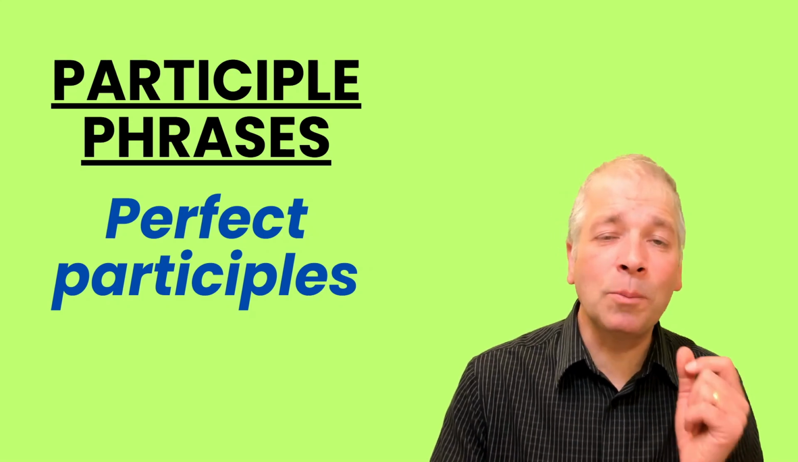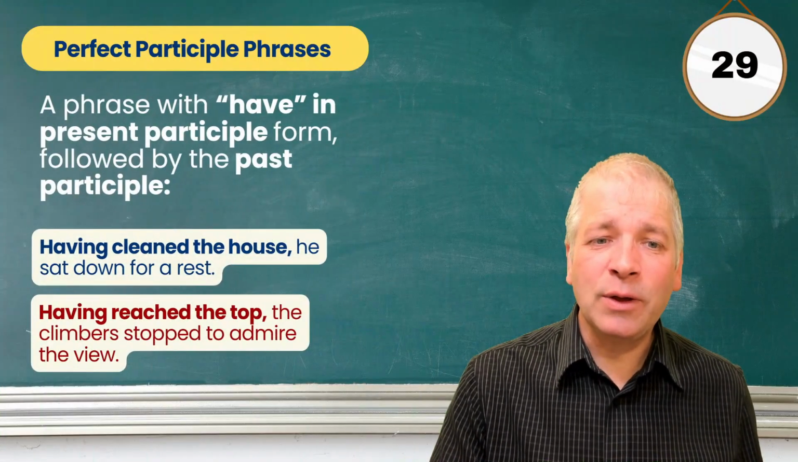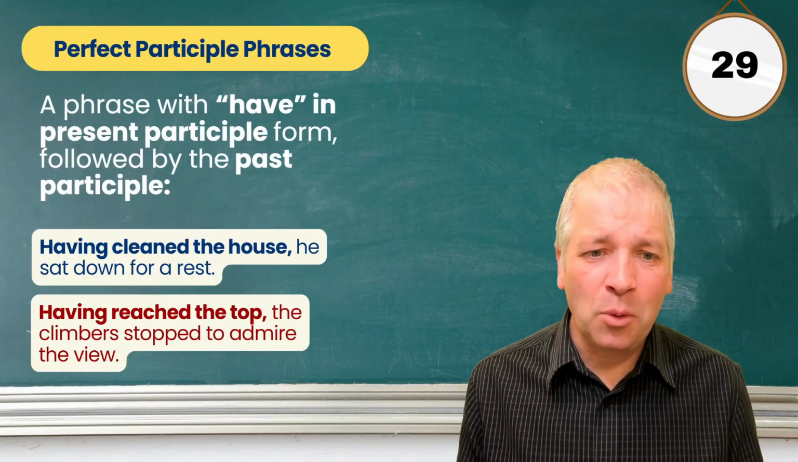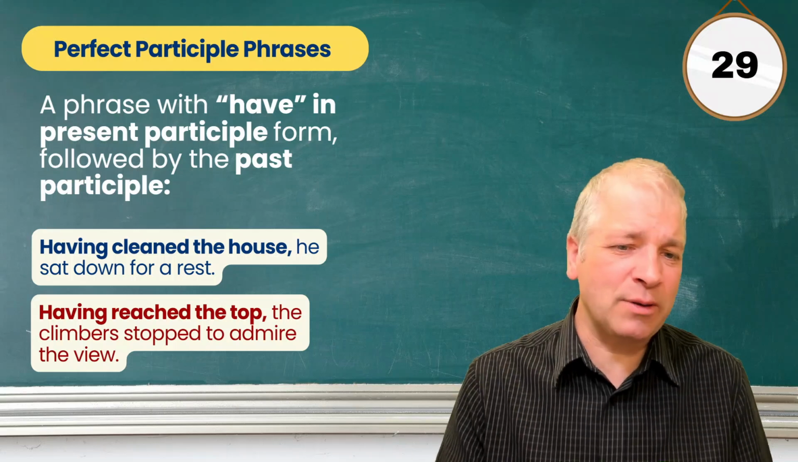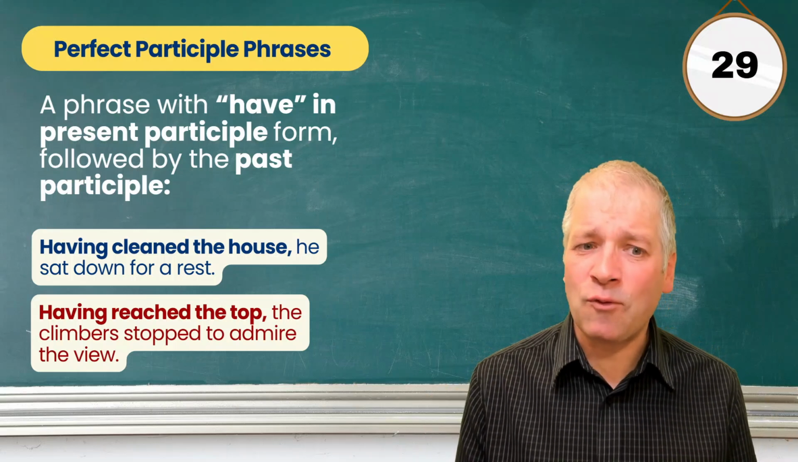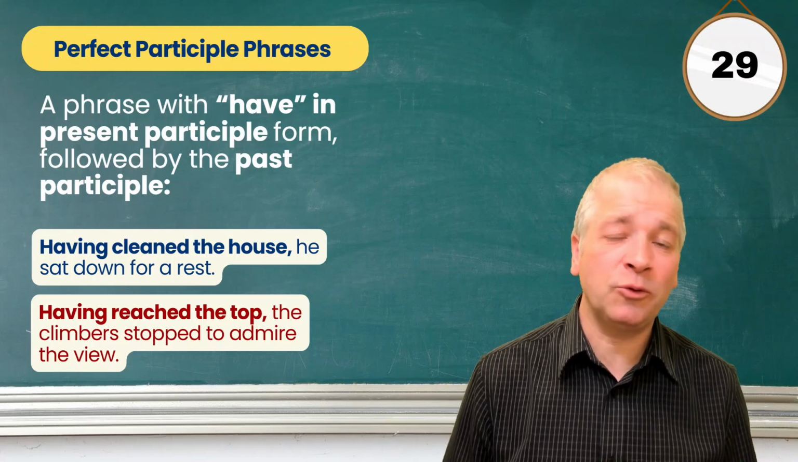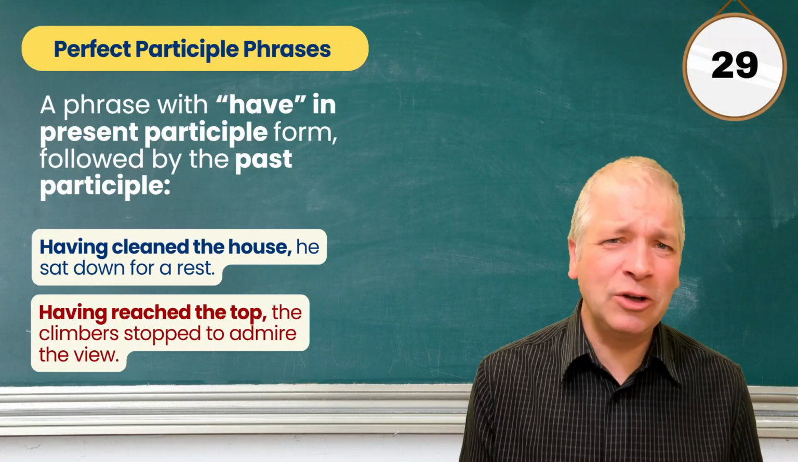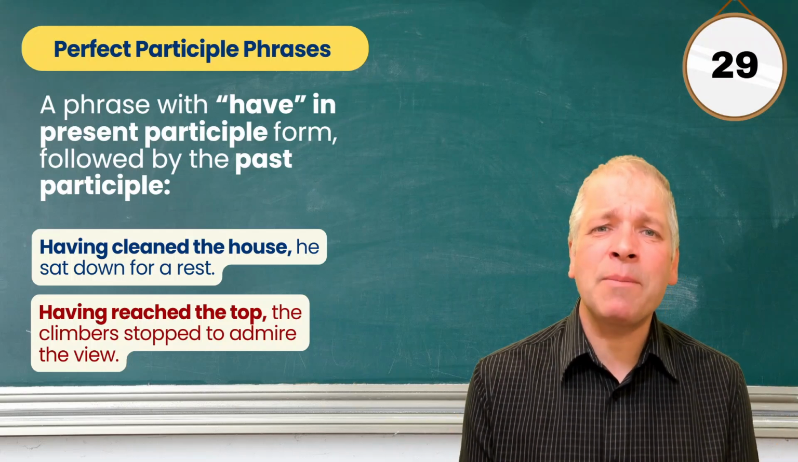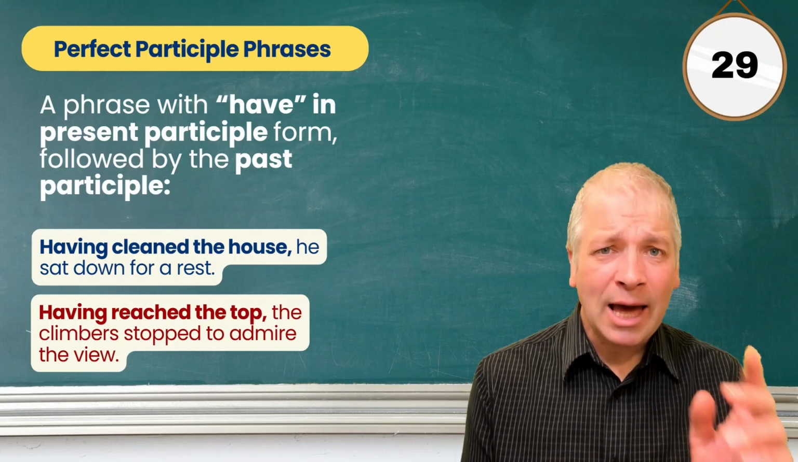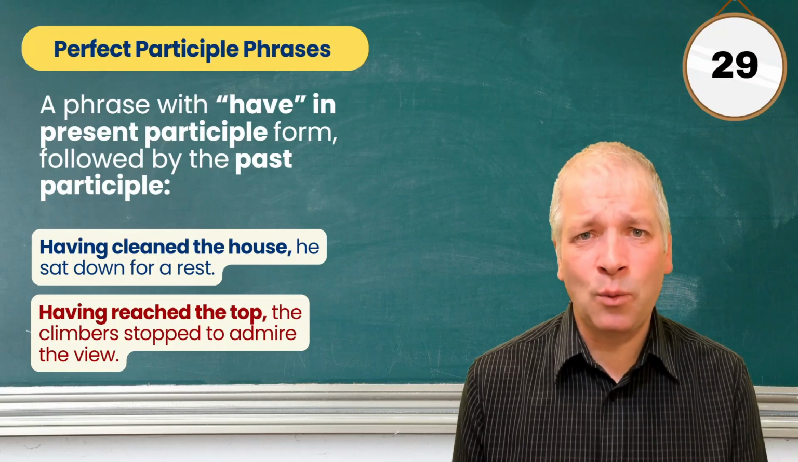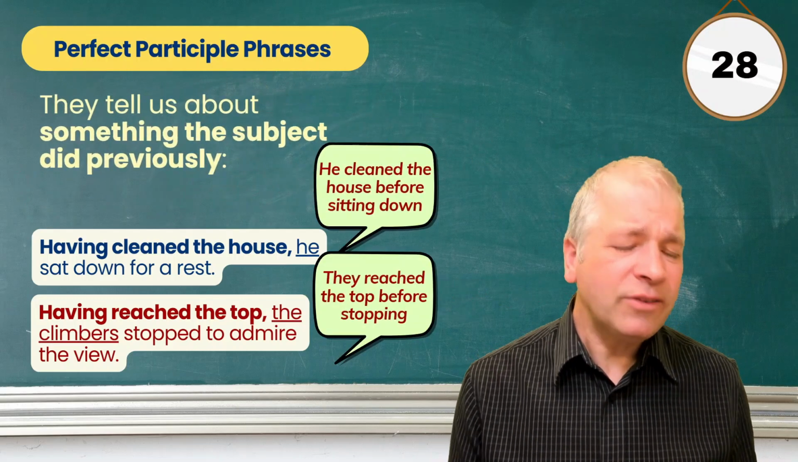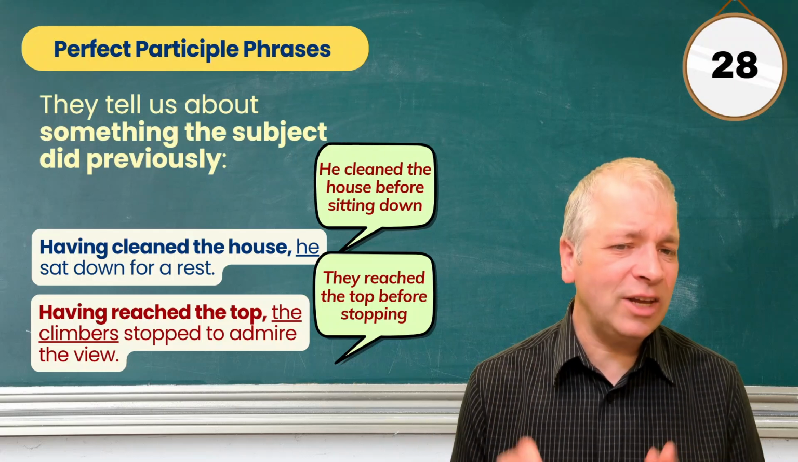Now let's look at something called perfect participles. And this involves the phrase with have in its present participle form followed by the past participle. For example, having cleaned the house, he sat down for a rest. Having reached the top, the climber stopped to admire the view. So having is the present participle form of have, but we treat it differently because it creates a present perfect kind of meaning. It can also represent the past perfect as well. It simply means something that happened before another. They tell us about something the subject did previously.